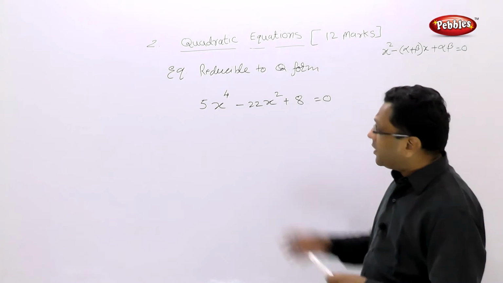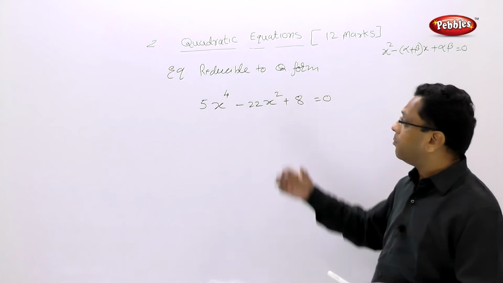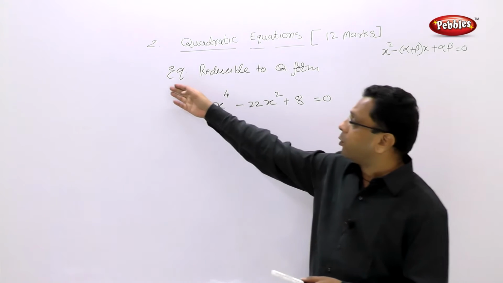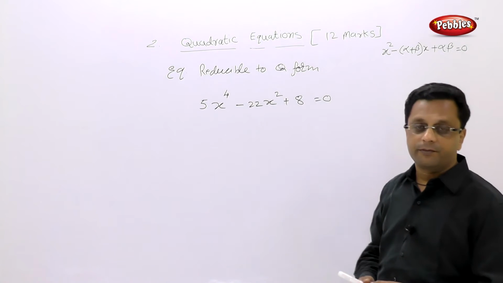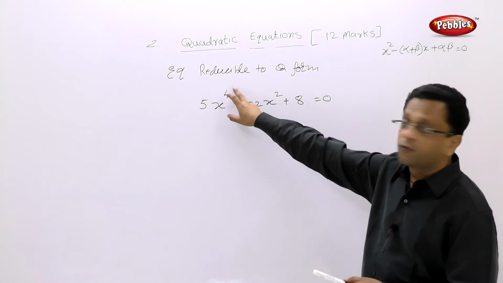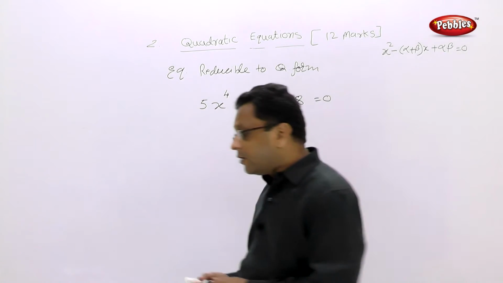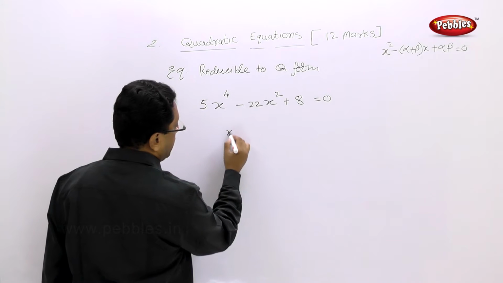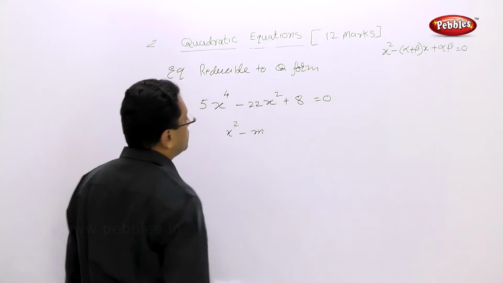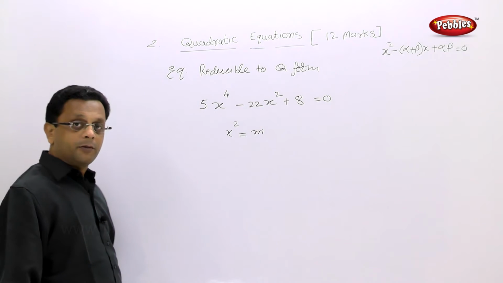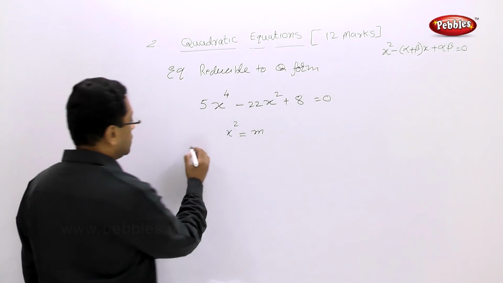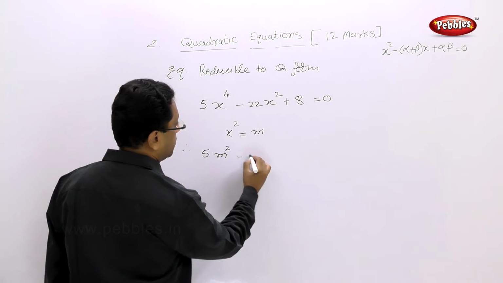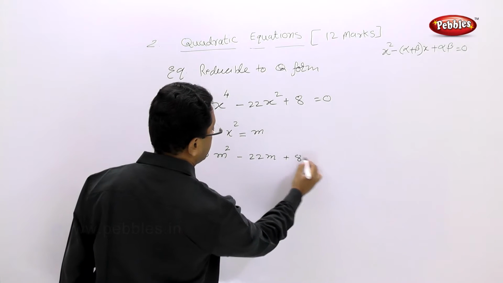But can we do something and make this equation look like a quadratic equation? That is what we are going to learn in equations reducible to quadratic form. Can you see here x raised to 4 and x raised to 2? If I take x square is equal to m, what will happen? This equation will become 5m square minus 22m plus 8 is equal to 0.